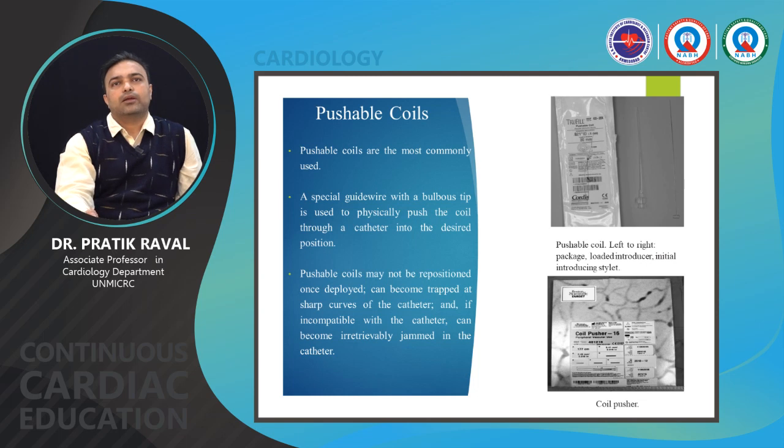Pushable coils are the most commonly used coils. A special guide wire with a bulbous tip is used to physically push the coil through the catheter to the intended location. The main disadvantage of this coil is that once we have positioned it, it cannot be repositioned, and sometimes it can become trapped at the catheter curves. If it is incompatible with the catheter, it can permanently block the catheter, and the entire catheter has to be removed, and the coils are permanently lost in the catheter.